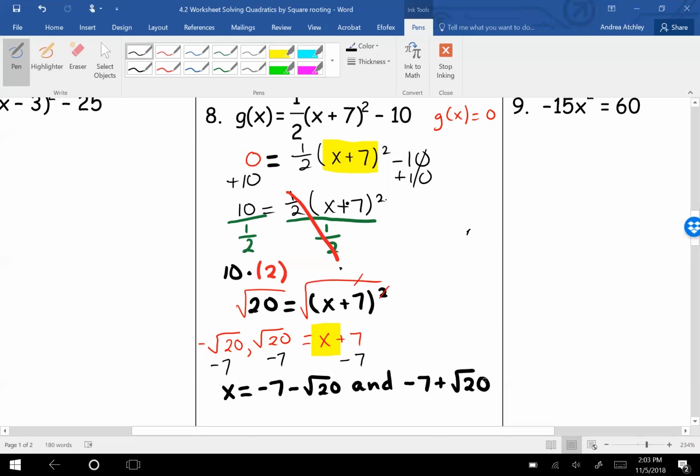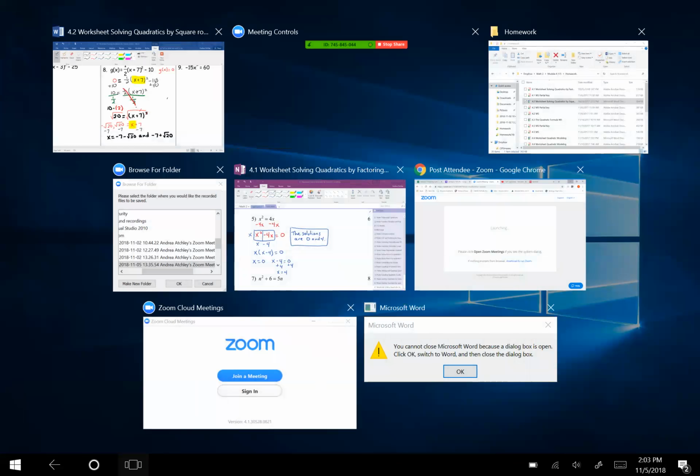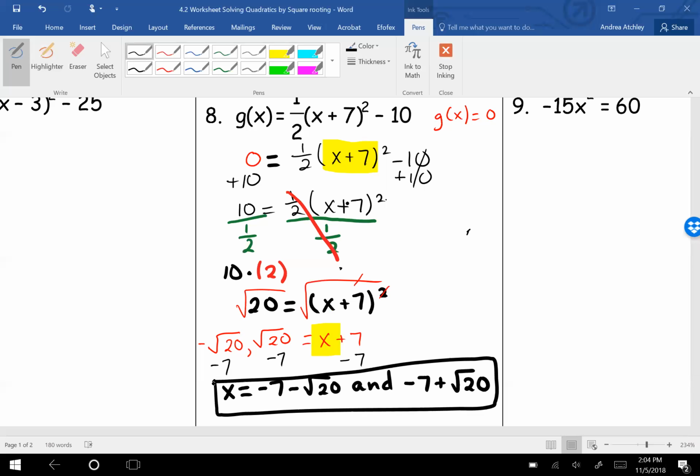Now if I want to plug that into a calculator, let's see if I have a calculator on here. Oh, not very easily. So I plug that into a calculator, I could get an estimated amount, but I'm going to leave it with the exact amount. Okay. And so those are the x-intercepts, the roots, the solutions, the zeros, whatever you want to call them, to this quadratic equation. I hope that helps with the homework.